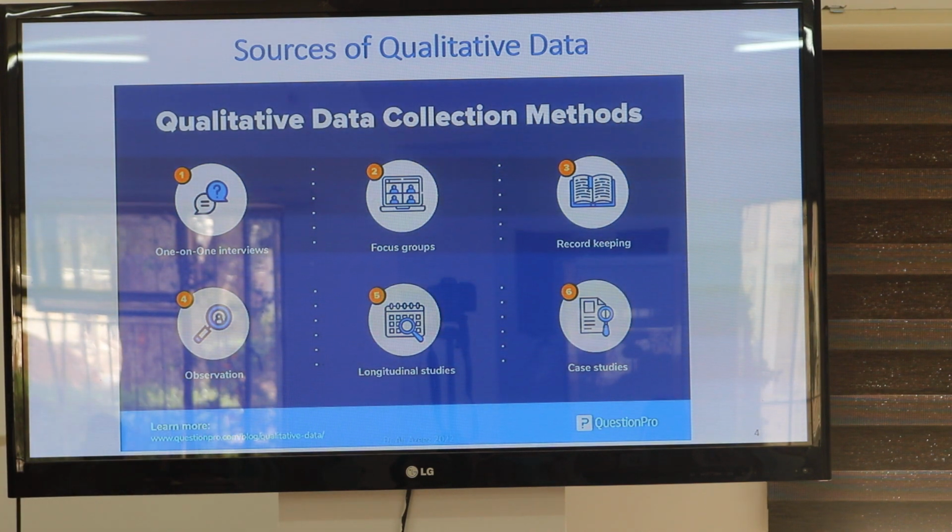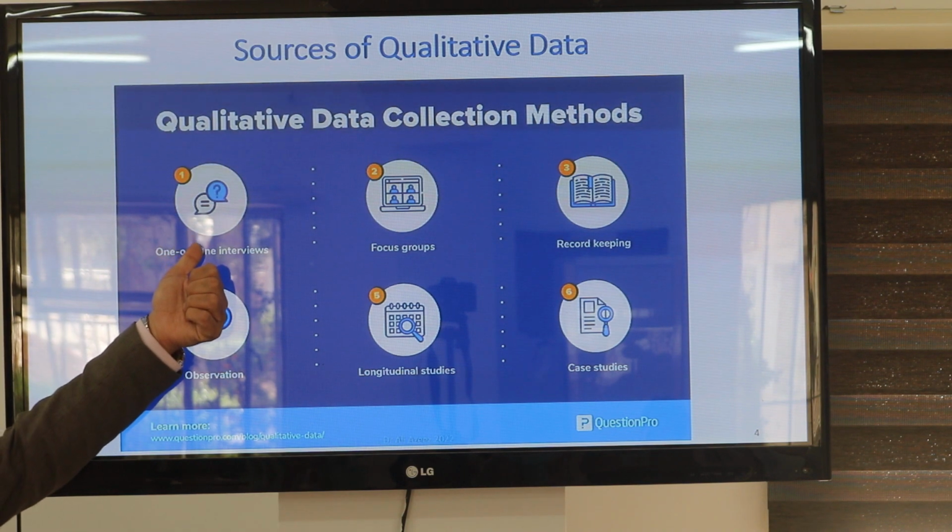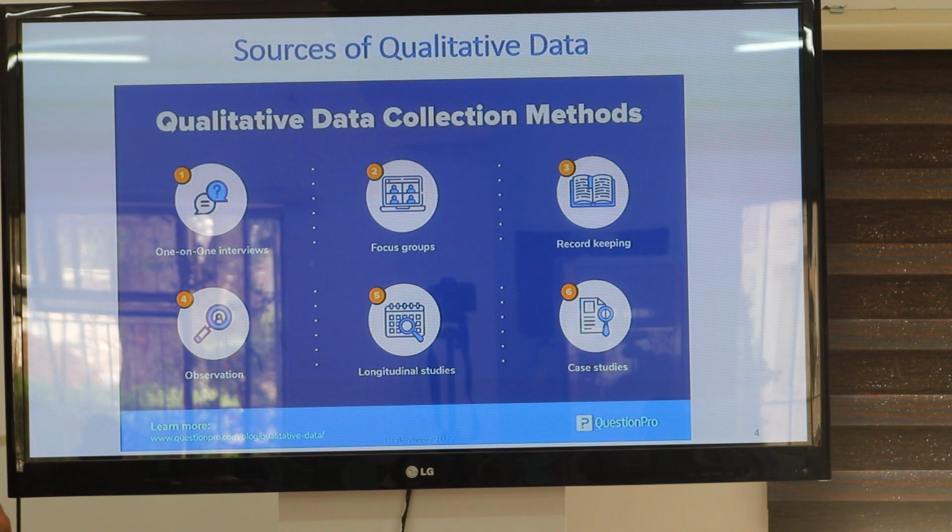Qualitative data may come from different sources. The most common source is the one-to-one interview. An interview could be in person, over the phone, or over Zoom, virtual.